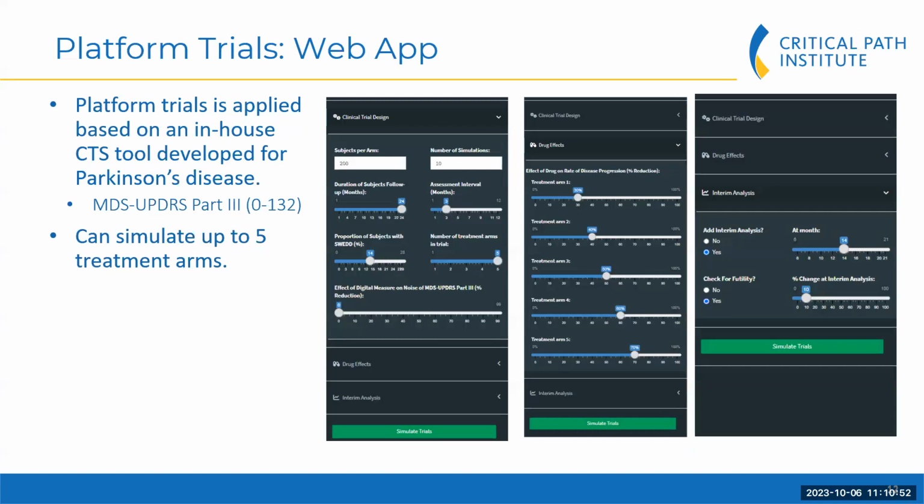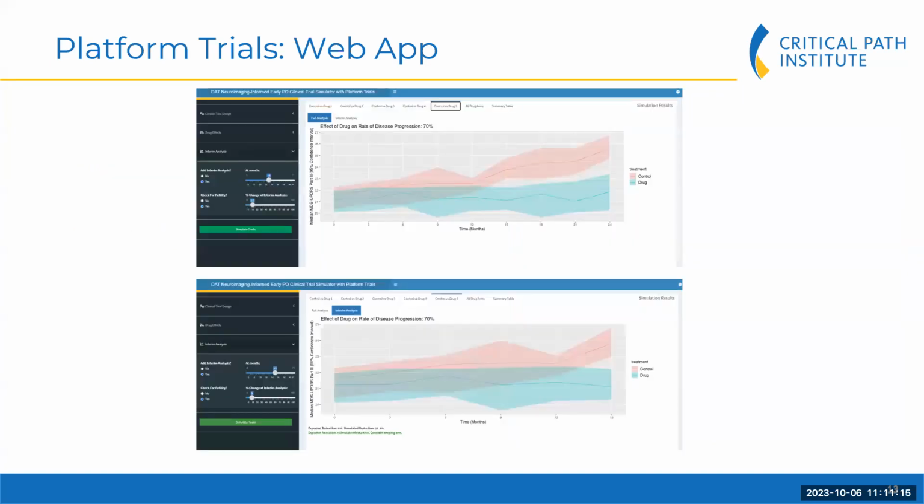This is one of the web apps we developed for platform trials, based on an in-house CTS tool developed for Parkinson's disease. As we can see, this tool can now simulate up to 5 treatment arms. And from the right side, we can see that users can also choose to conduct an interim analysis and provide a milestone at the interim analysis to check for futility. Next slide, please.